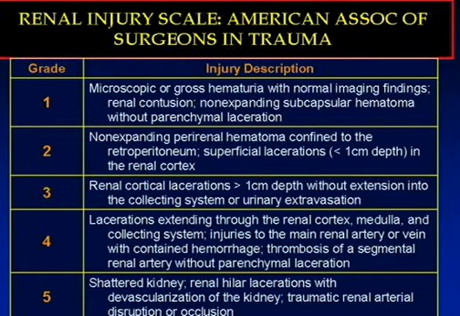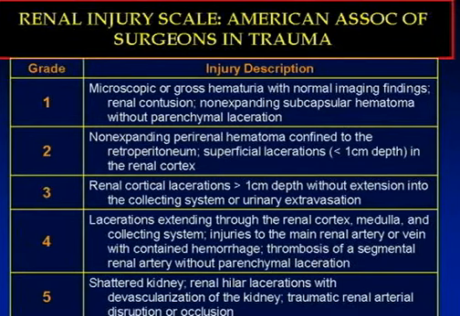Grade 1 is microscopic or gross hematuria with normal imaging findings, or renal contusion or non-expanding subcapsular hematoma without laceration. Grade 2 injury is non-expanding perirenal hematoma confined to the retroperitoneum, superficial lacerations less than 1 centimeter in depth in the renal cortex.